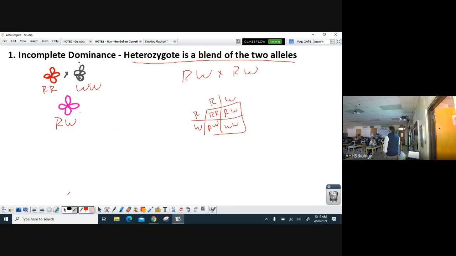The trick is, the question will have to say, okay? It has to say, in this example of incomplete dominance. Or it'll say, in this Mendelian trait or something like that. And so you just got to pay attention to what the question says, because it will specify which type it is.